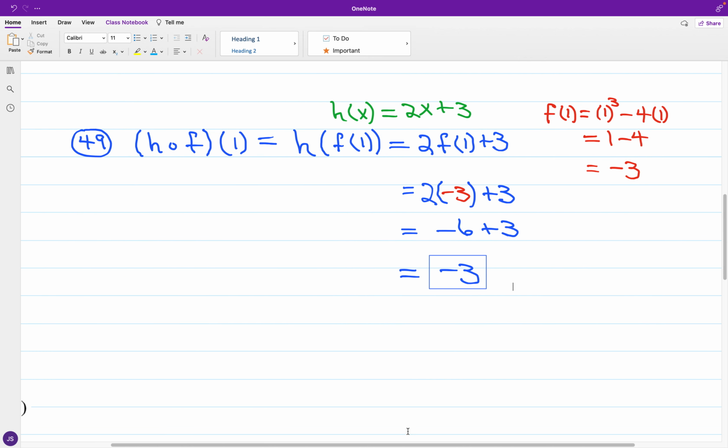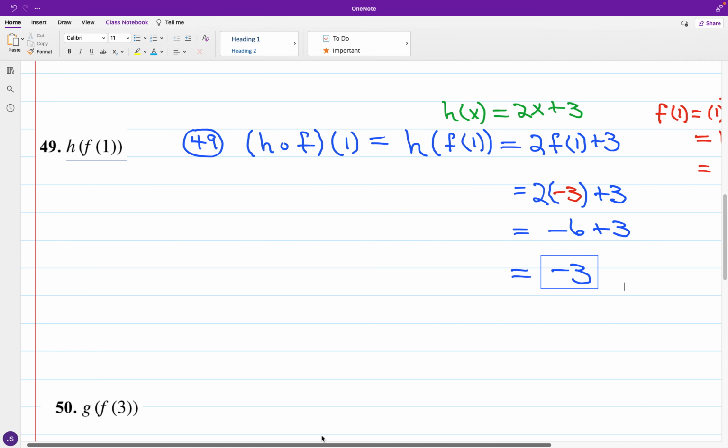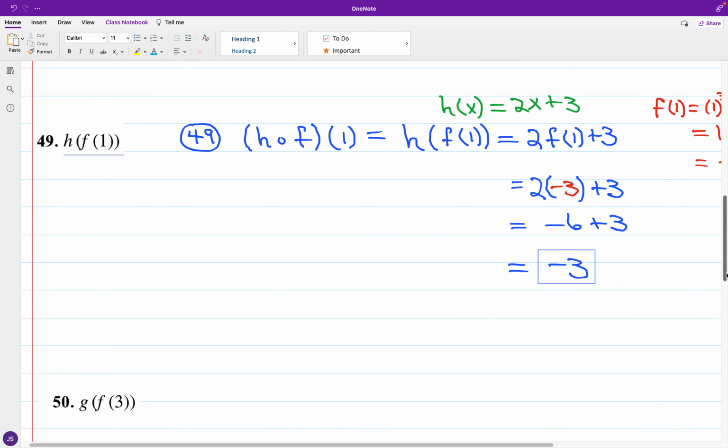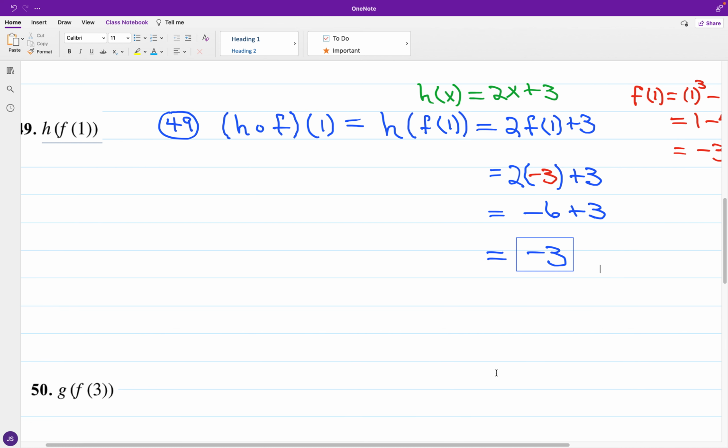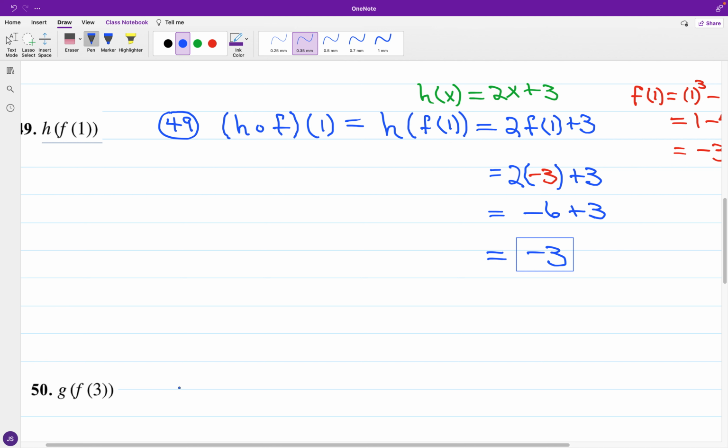All right. Now, continuing with the compositions at specified inputs for x, now we have number 50. We're looking at g composed with f of 3.